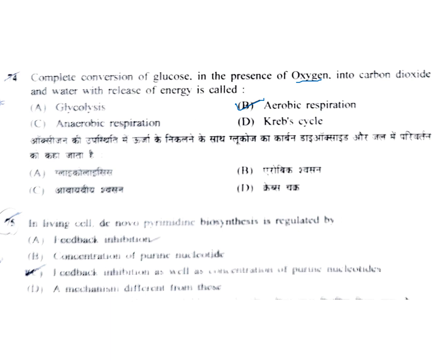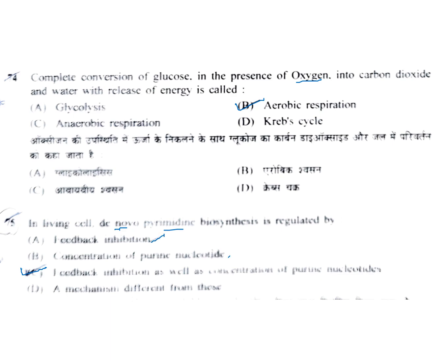In living cells, de novo pyrimidine biosynthesis is regulated by feedback inhibition, or by the concentration of purine nucleotides, or by both feedback inhibition as well as the concentration of purine nucleotides. The D option is a mechanism different from these. So the right option is C. Pyrimidine biosynthesis by the de novo pathway is regulated by feedback inhibition as well as by the concentration of purine nucleotides.